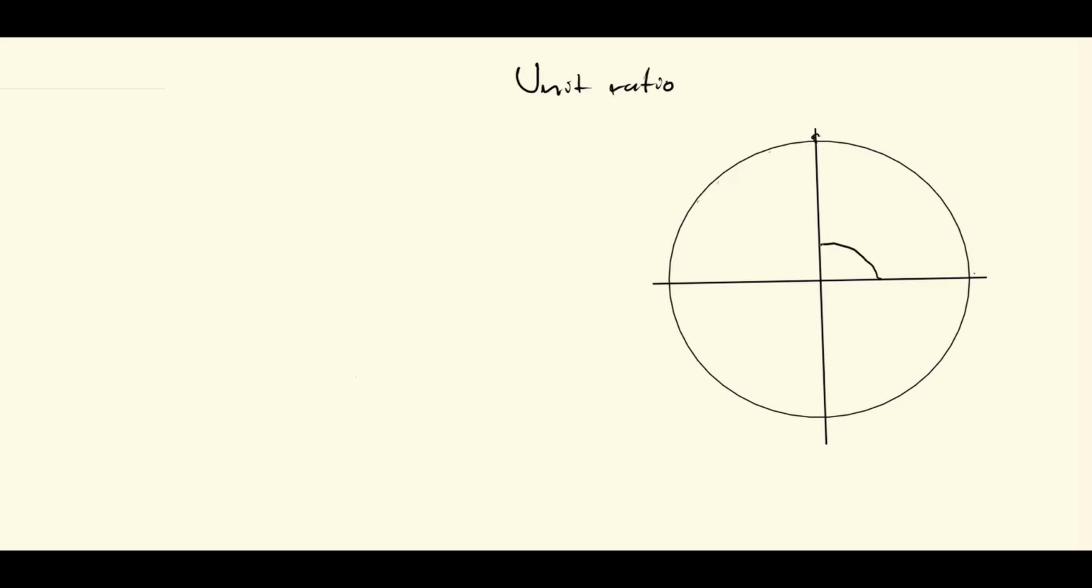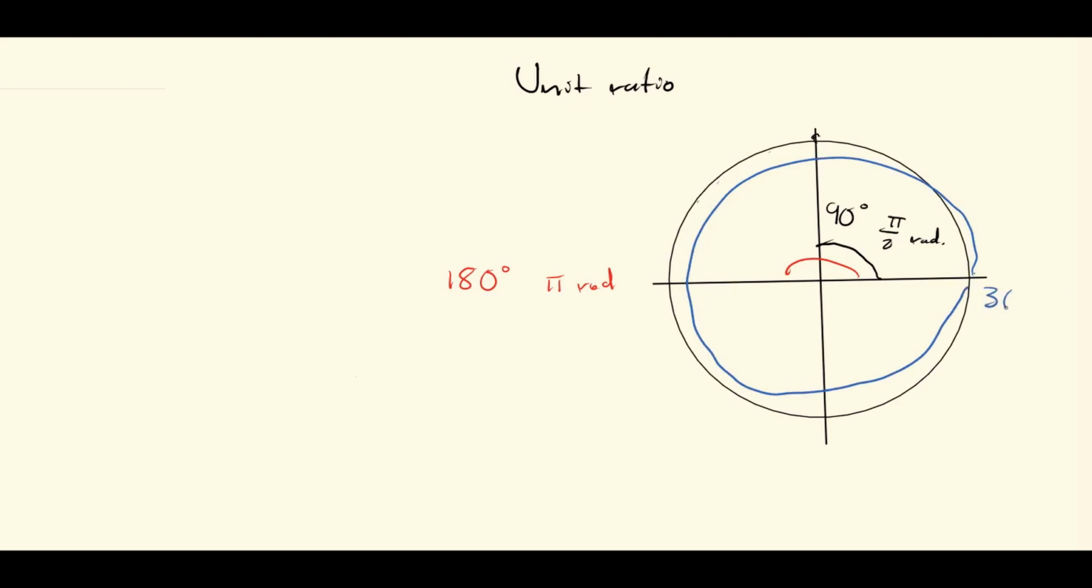We know that this angle here is 90 degrees or pi over 2 radians. This angle here is 180 degrees or pi radians. And then if we go all the way around and make a full revolution, that angle is 360 degrees or 2 pi radians. So each of these gives us a ratio between degrees and radians.